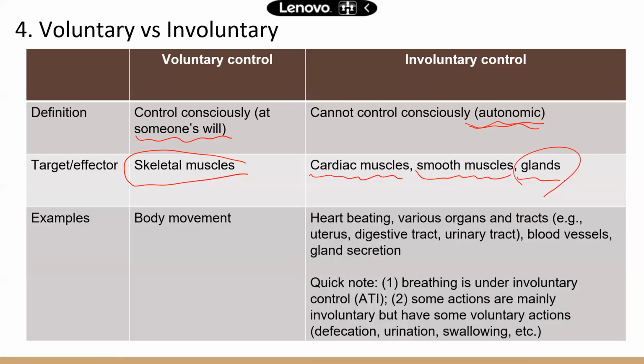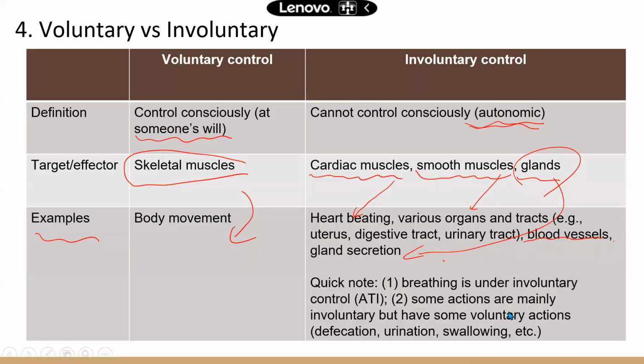And I think I have mentioned this earlier in terms of examples. So yeah, skeletal muscles, that's body movement, and then cardiac muscles, heart beating, smooth muscles, organs and tracts, including blood vessels, and glands is associated with gland secretion.